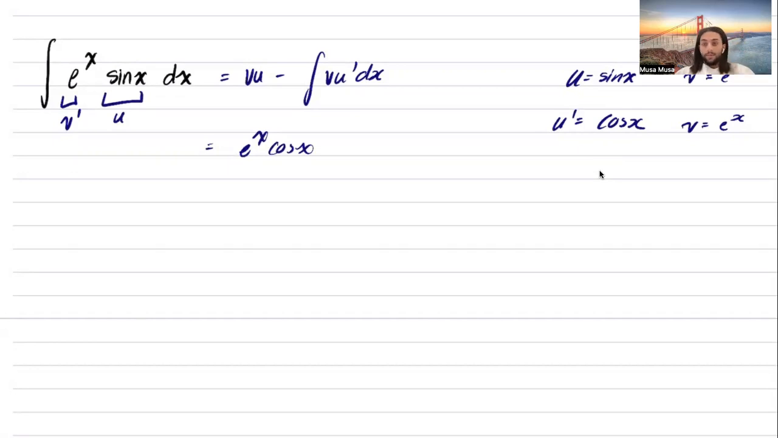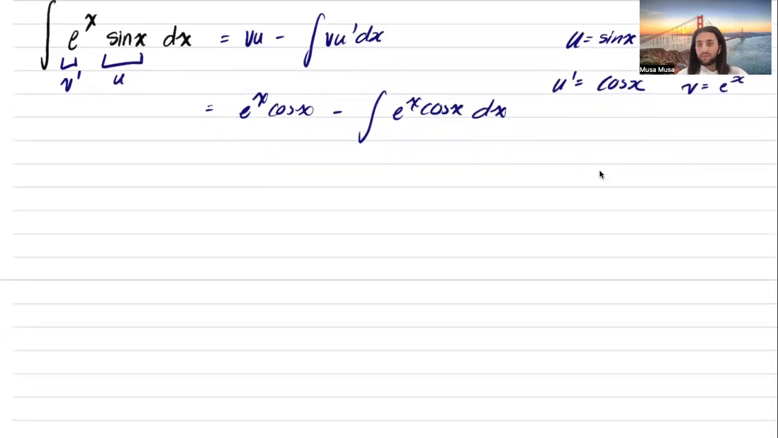Okay, let's keep going. So v u, then minus the integral of v u dash, so that's e to the x cos x dx. Now here we have not really gotten anywhere because we have this e to the x cos x that doesn't really integrate easily. So it seems like we have to do integration by parts again.